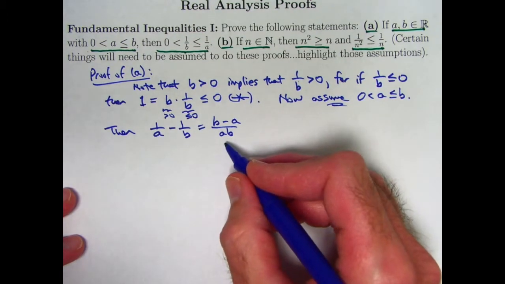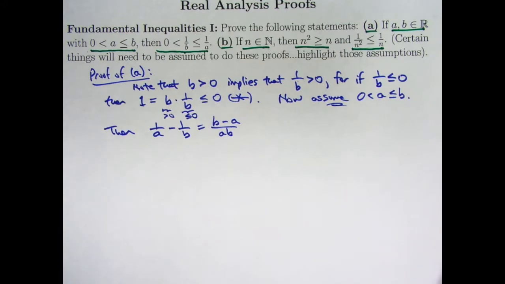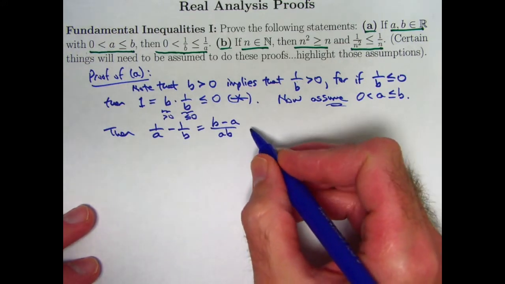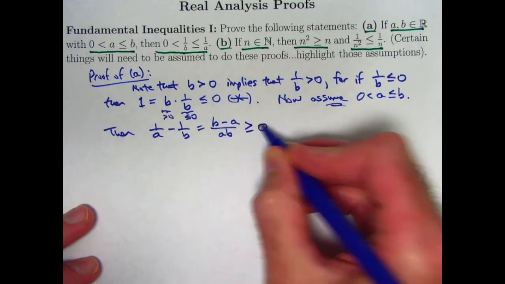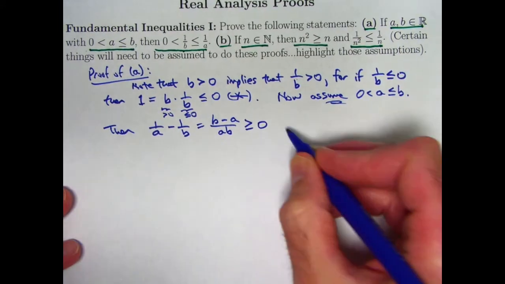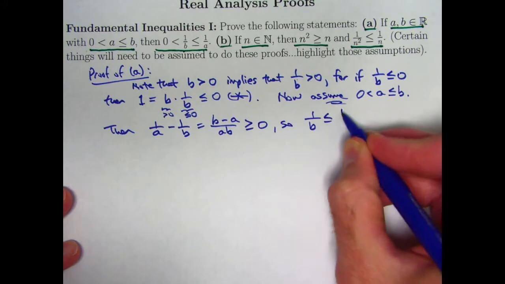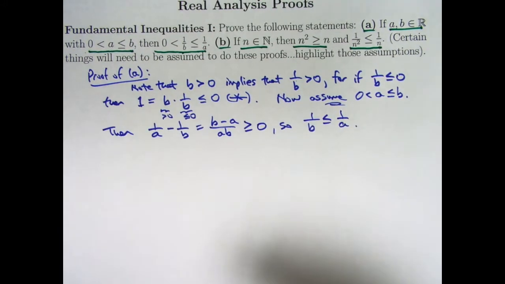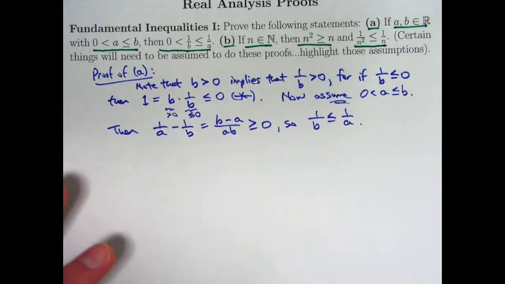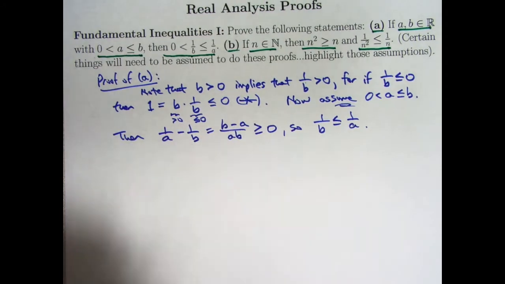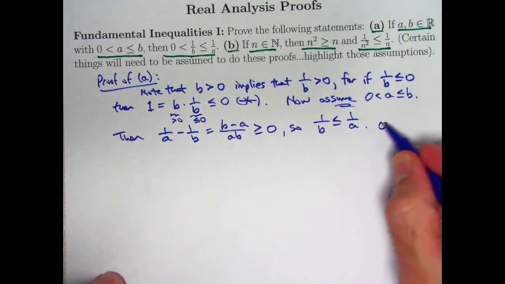We also know that A and B are both positive. That means A times B is positive. Maybe, again, that's an axiom or a theorem you need to use. The ratio of two non-negative numbers is also non-negative. This is also greater than or equal to 0. So 1 over B is less than or equal to 1 over A. And those two sentences, or three sentences, I guess, take care of the proof of part A. We can say QED here.